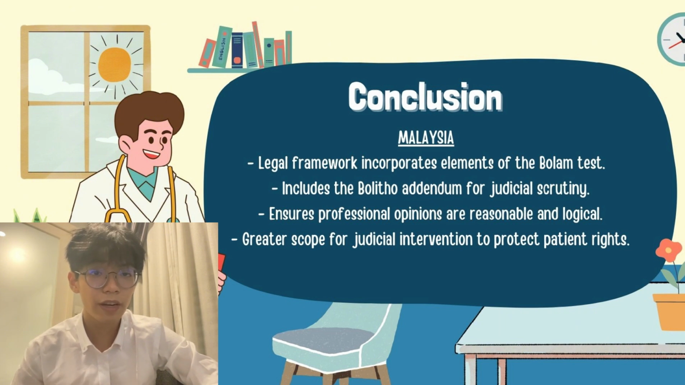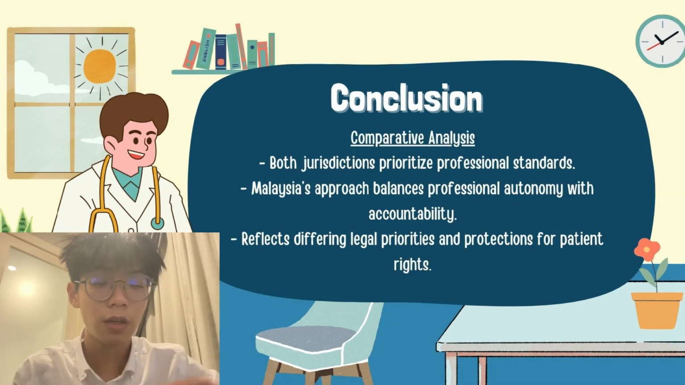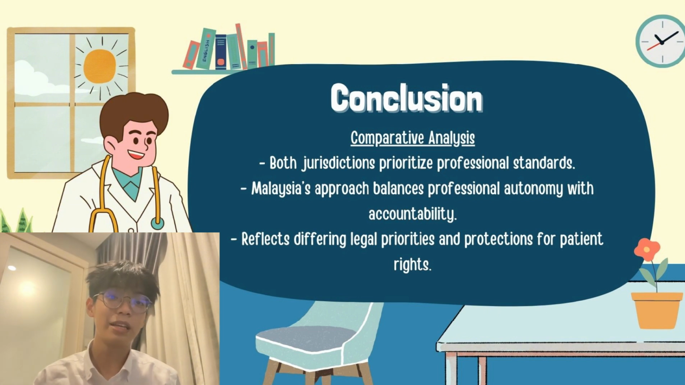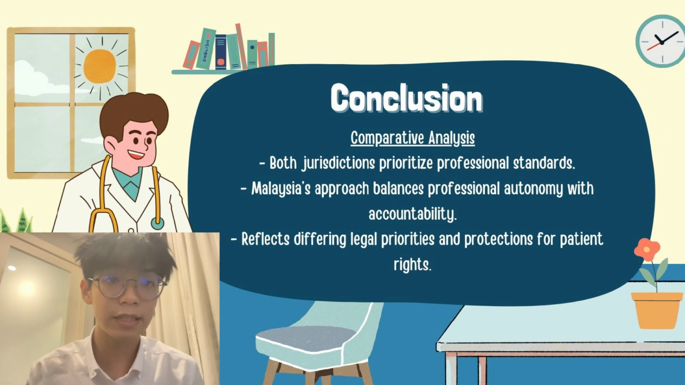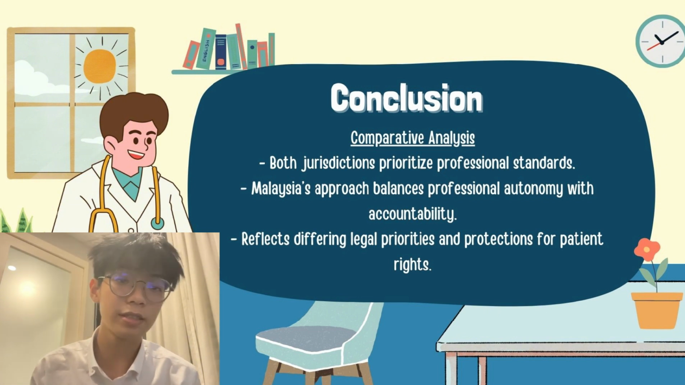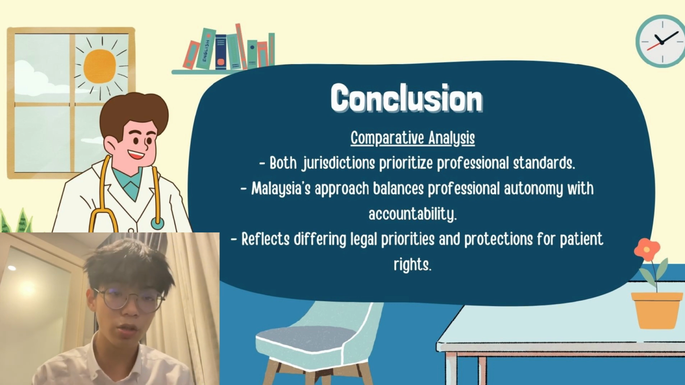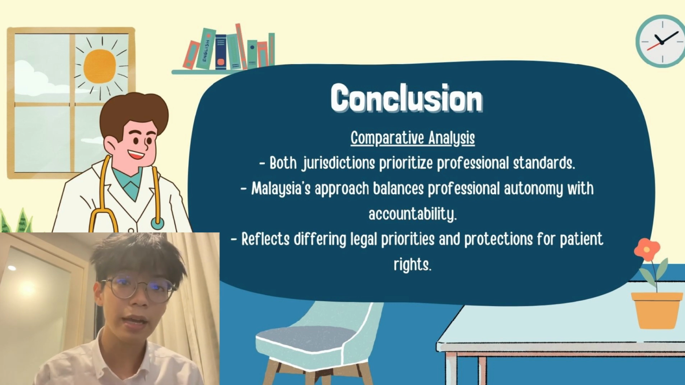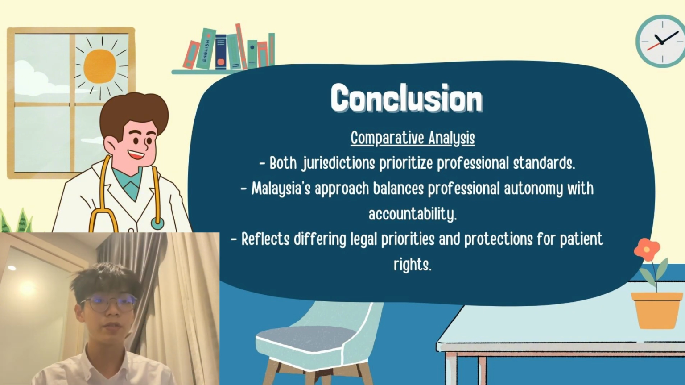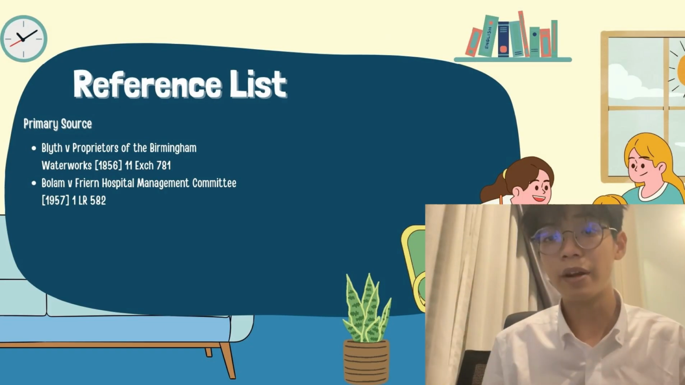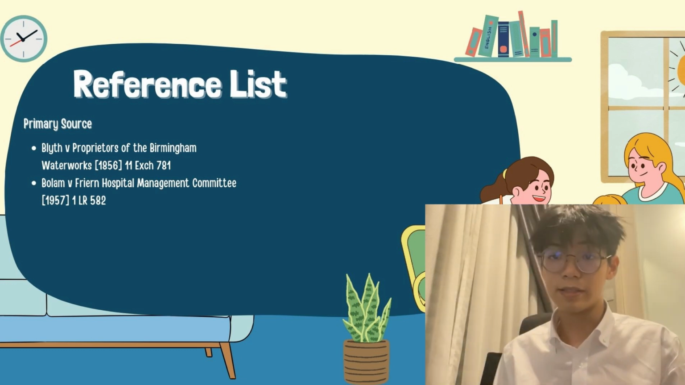It ensures professional opinions are reasonable and logical, and also it has greater scope for judicial intervention to protect patient rights. Finally, let's do a comparative analysis. Both jurisdictions prioritize professional standards. In Malaysia, its approach balances professional autonomy with accountability. It also reflects differing legal priorities and protections for patient rights. Here, we have the reference list we use in this discussion.